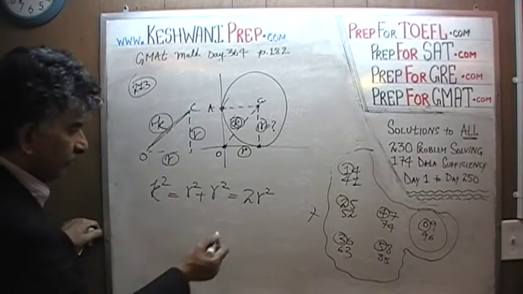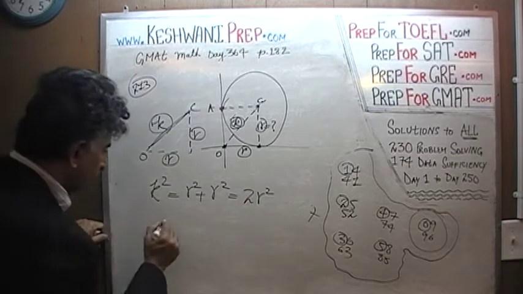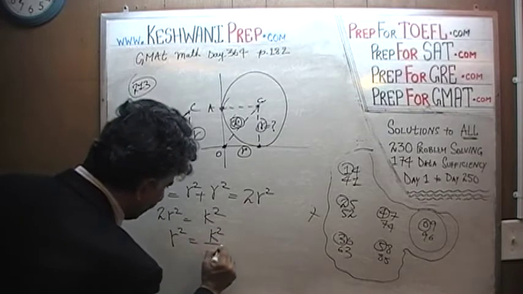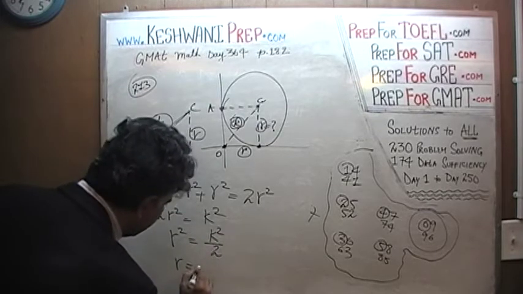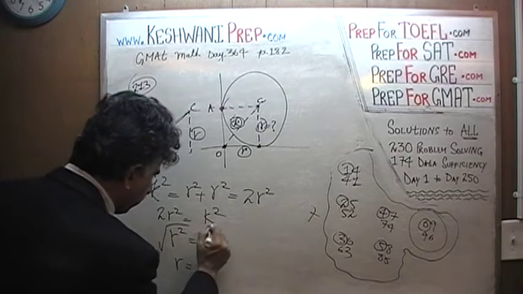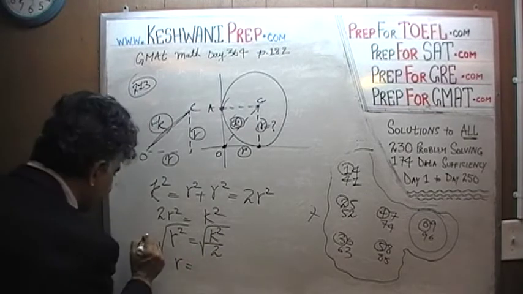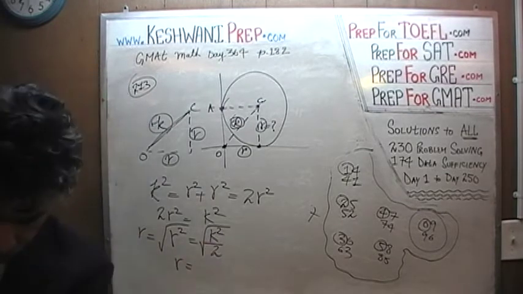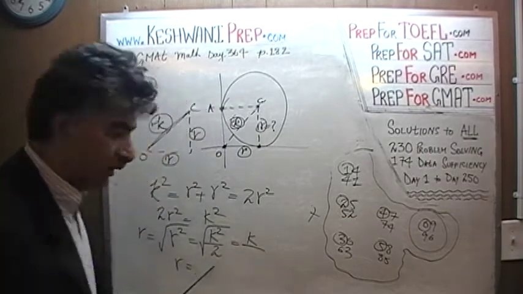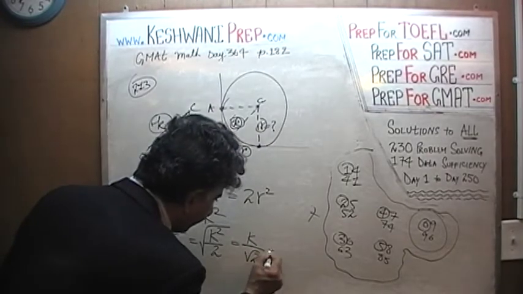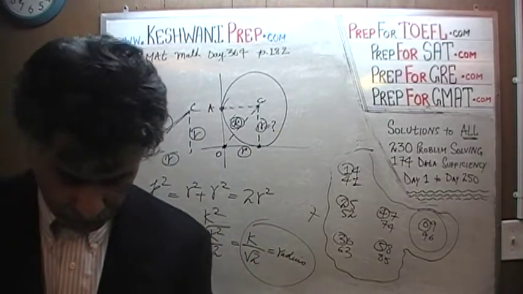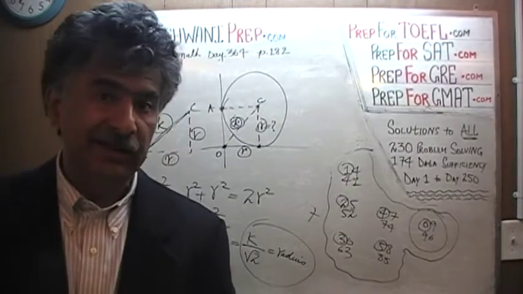We're not interested in that. We are interested in R squared. We are interested in solving for R. So 2R squared equals K squared, which means R squared equals K squared over 2. Therefore, if we take the square root of both sides, we'll get our R. The square root of K squared is just K, and on the bottom we'll end up with the square root of 2. And this is our radius. The question was, how much is the radius of the circle? The answer is, the radius of the circle is K divided by the square root of 2.